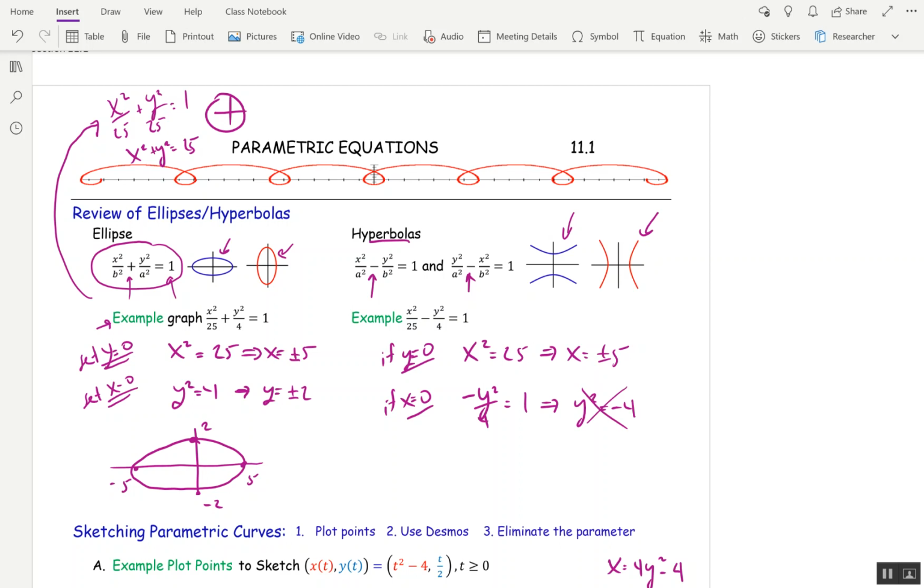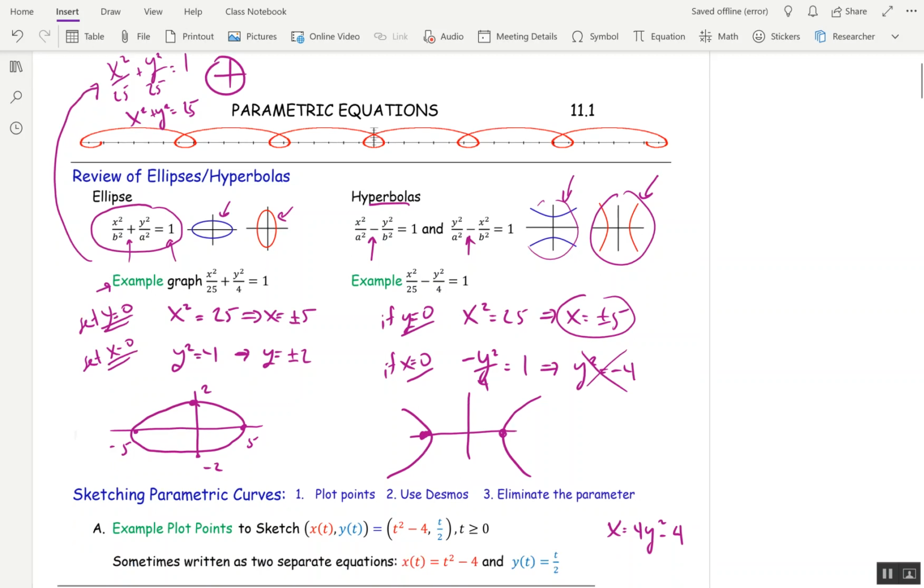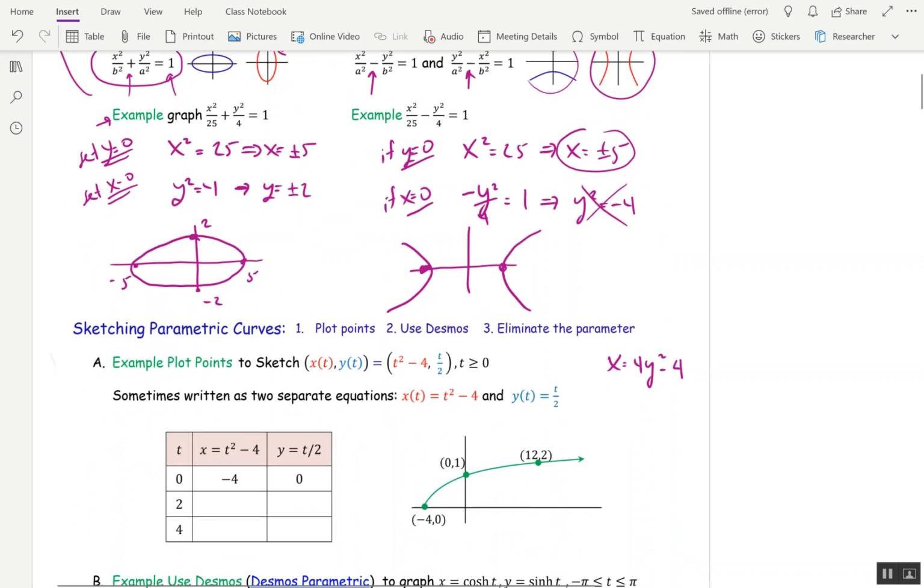So if x is not ever 0, then I couldn't possibly have this picture. I must have this picture. So let's plot these points. When y is 0, x is plus or minus 5. Your hyperbola has to go like that. You're going to need to make sketches of ellipses and hyperbolas today, so hopefully that will help you. All right, what's a parametric curve?